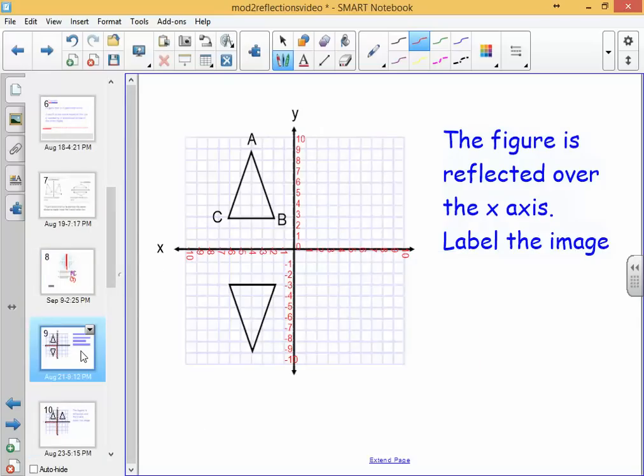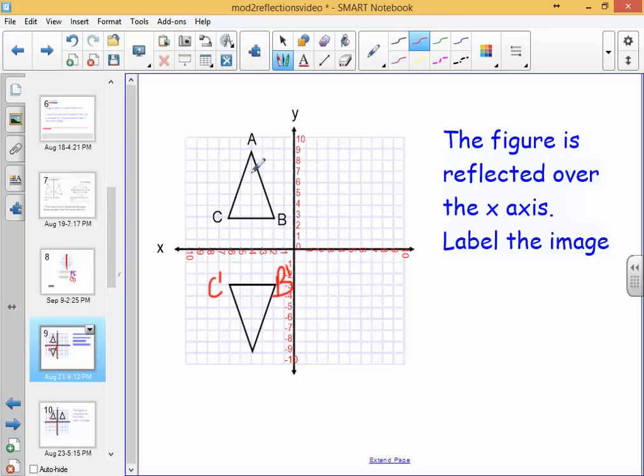Okay, we are going to look at now labeling, since we know that labeling is the most important, so we can figure out which one was the original and which one is the image. So this original figure is flipped over the x-axis. It's reflected over the x-axis. We're just going to label the image. It's already plotted for us. So we see that C is 3 points away. So on that same line down, C prime is going to be 3 points away. Okay, B is 3 points away from the x-axis, so B prime is going to be 3 points away from the x-axis.